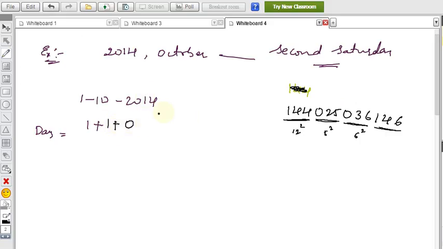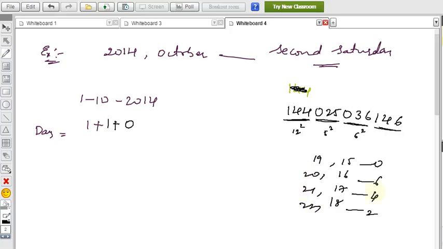Century codes start from 15, 16, 17, 18 as 0, 6, 4, 2, again 19, 20, 21, 22. This is the order, so 20 is 6. This is 6 plus years, which is 14. In that 14, the number of leap years is 3, because 4 threes are 12. It is more than 12, so divide by 7.